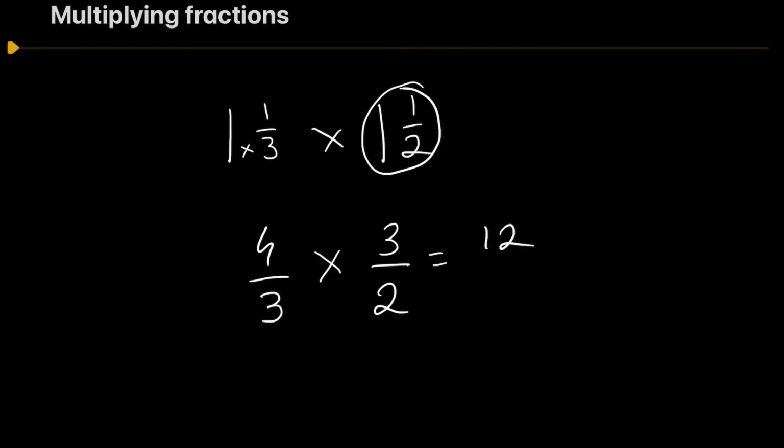So 12/6. Now you can simplify this. So both these numbers are divisible by 6. So 12 divided by 6 is 2 and 6 divided by 6 is 1. So this will give you the answer of 2.